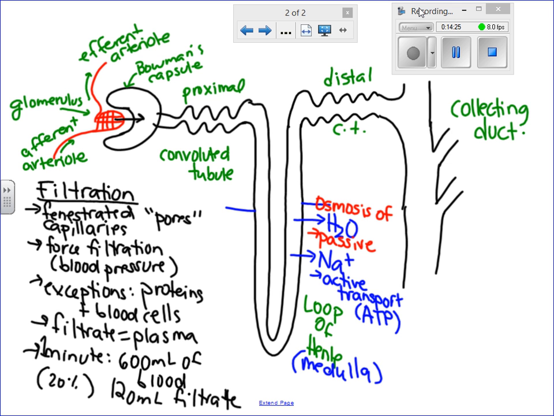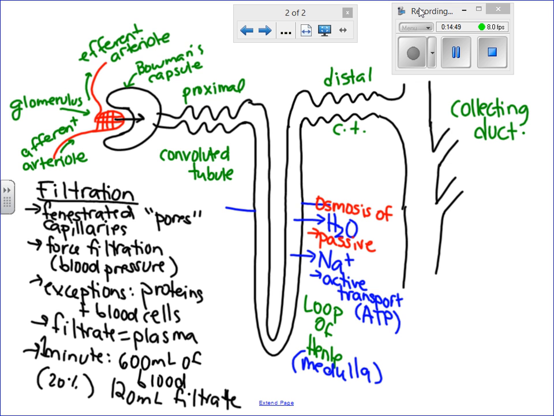Now, the rules of osmosis say that water will always move to an area where the concentration is high. So water is always trying to even things out. If concentration is higher in one spot, water will move there to try to dilute it. So because I have actively transported sodium, water is going to follow passively.